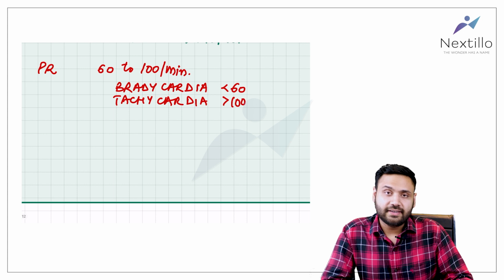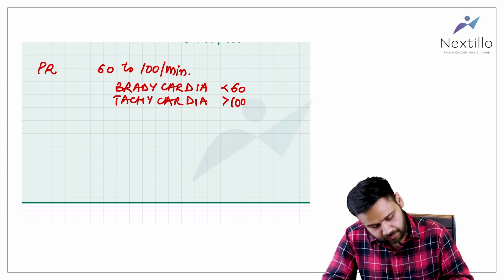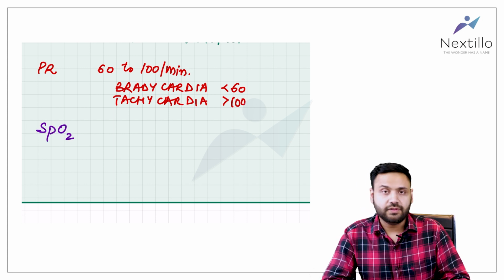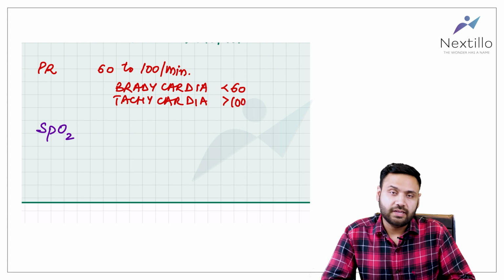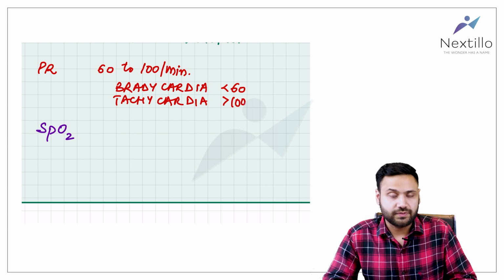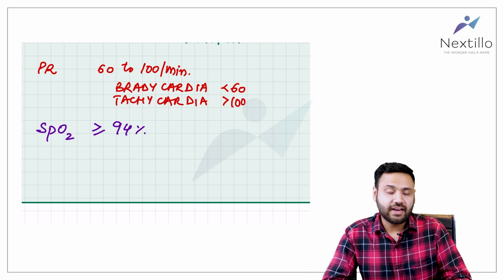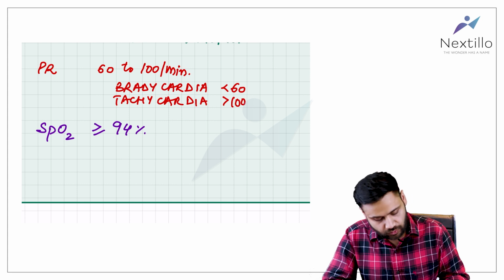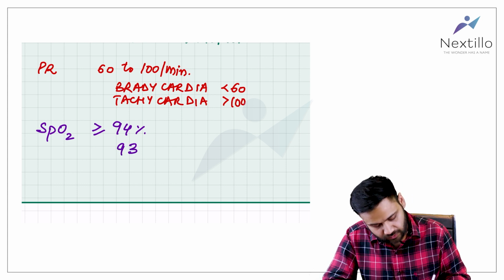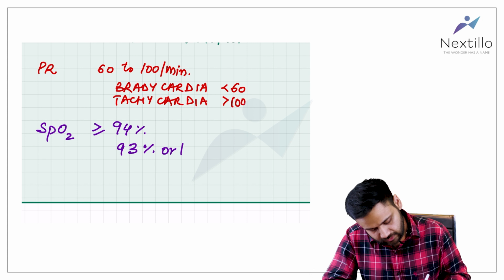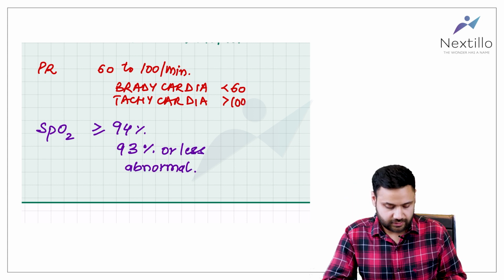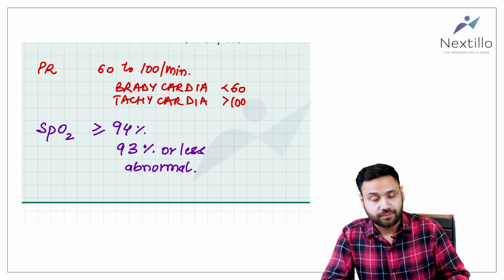The next vital sign is saturation, SpO2. Normally, the oxygen saturation of the blood is more than or equal to 94%. If it is less than that, it is abnormal. So, anything 93% or less is abnormal. Let's move on to the next vital sign, which is temperature.